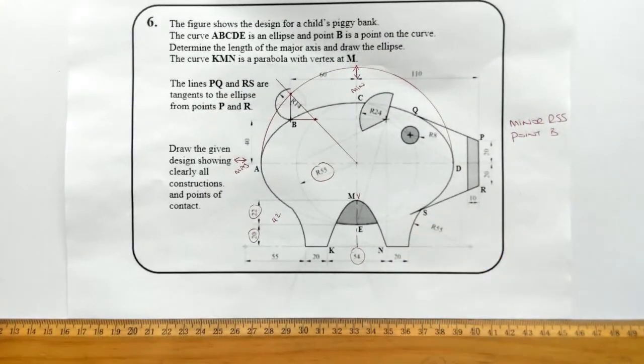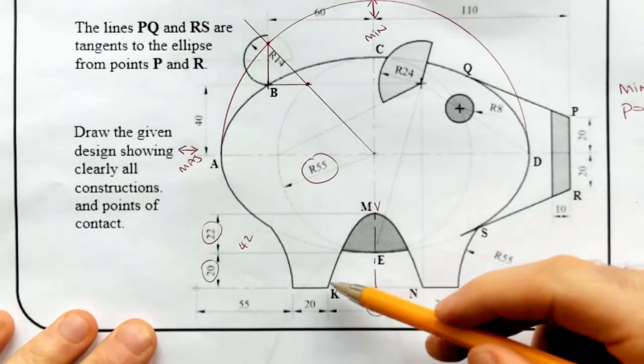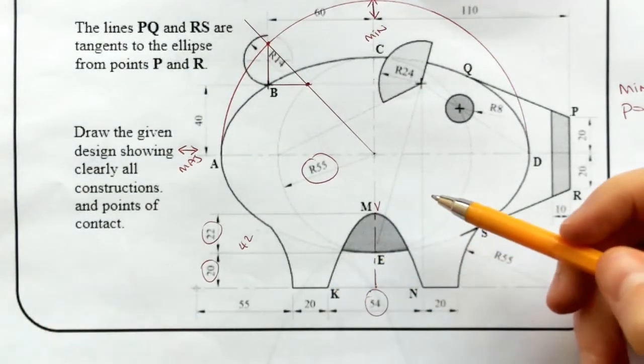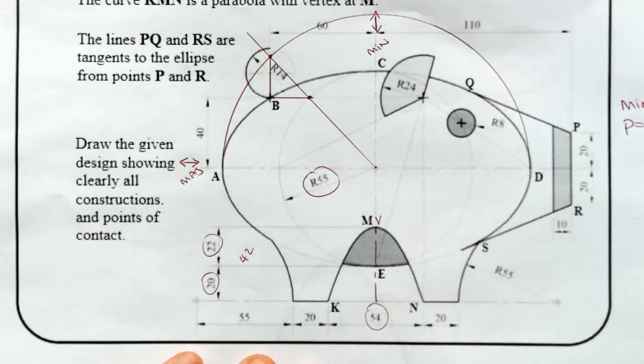Okay, there we go. We've now found our parabola. So just looking in there, what we've actually done so far is we have completed the curve KMN, which is our parabolic curve. We've also got our ellipse. Okay, so we have quite a big chunk of it done here.